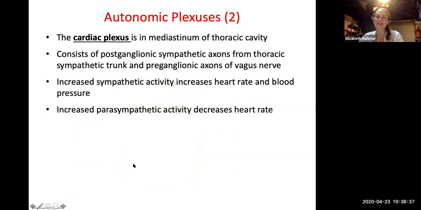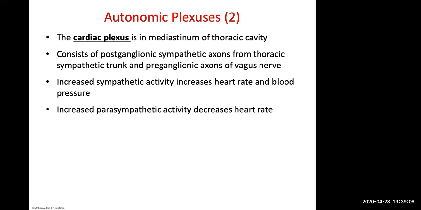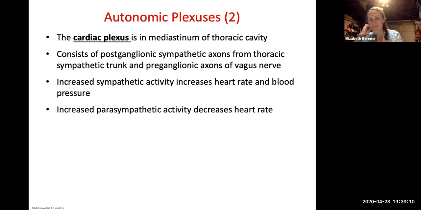Okay, so the cardiac plexus is in your mediastinum, so it's in your thoracic cavity. The mediastinum is where your heart is located. It consists of sympathetic axons in it. So if we have increased sympathetic activity of your cardiac plexus, that will increase your heart rate and blood pressure. And if we have increased parasympathetic activity, meaning your parasympathetic activity gets turned on, that will decrease the heart rate. Because in parasympathetic activity, you're resting and you're digesting, so your heart rate will slow down. So these are just plexus. A plexus is just a collection of nerves or axons, whether they're parasympathetic or sympathetic, and how they control the area around which they're located.